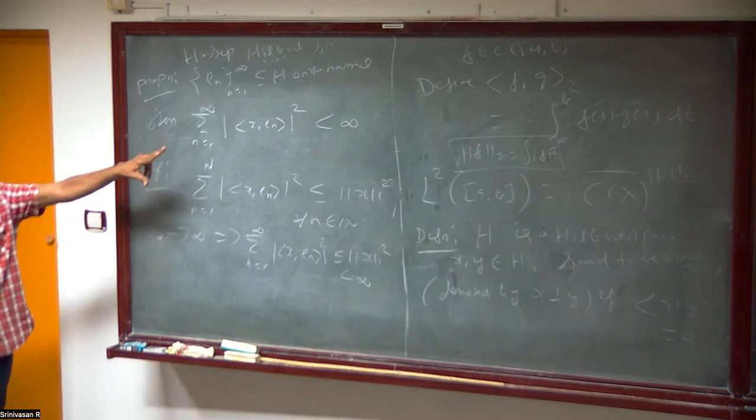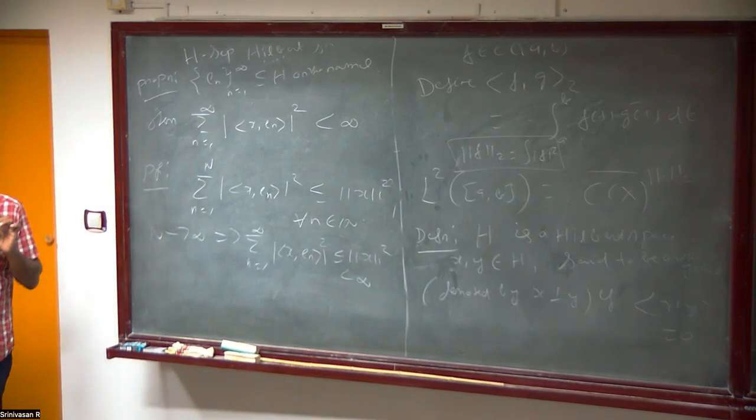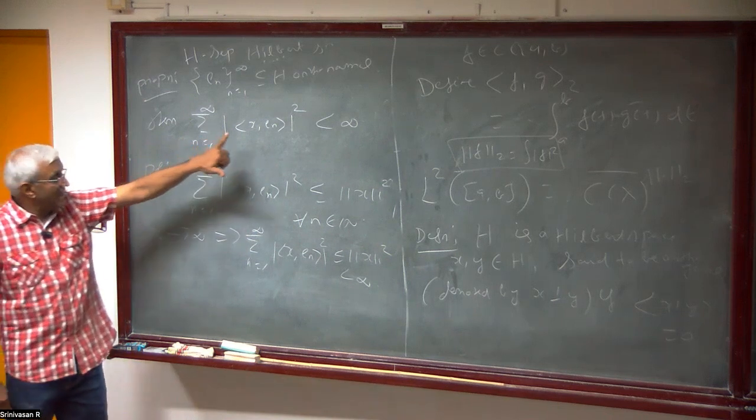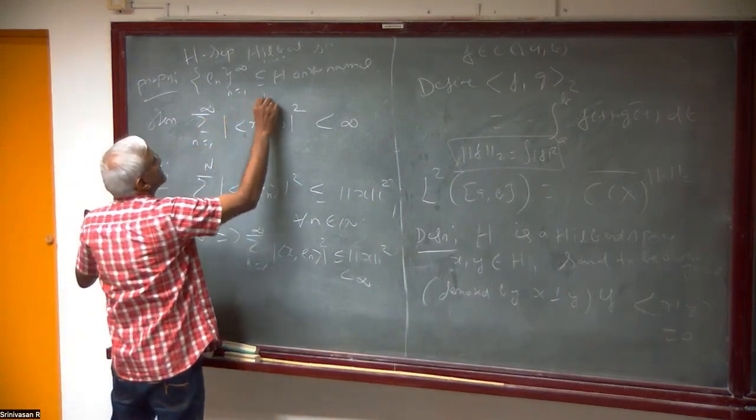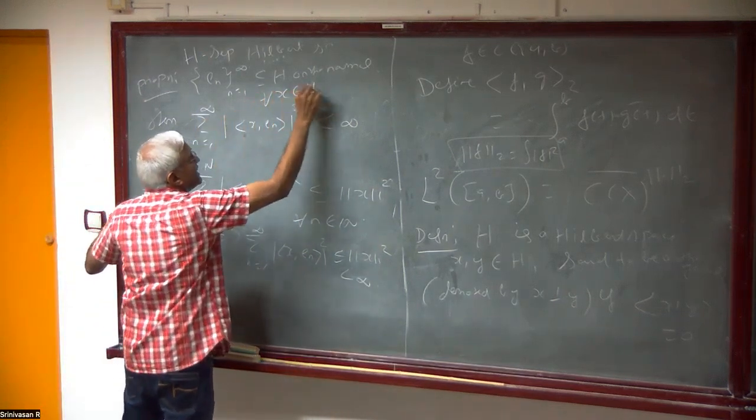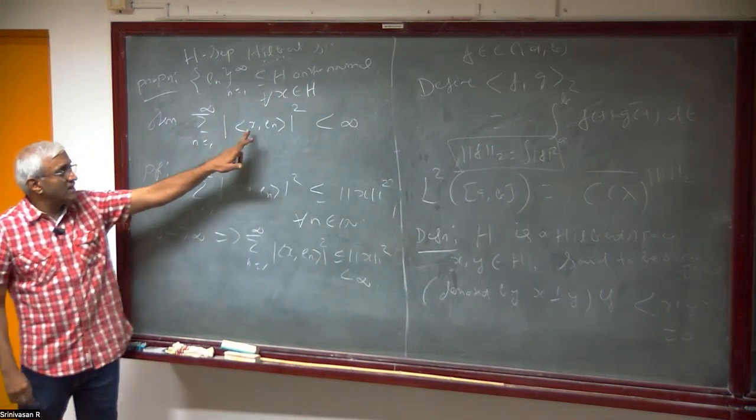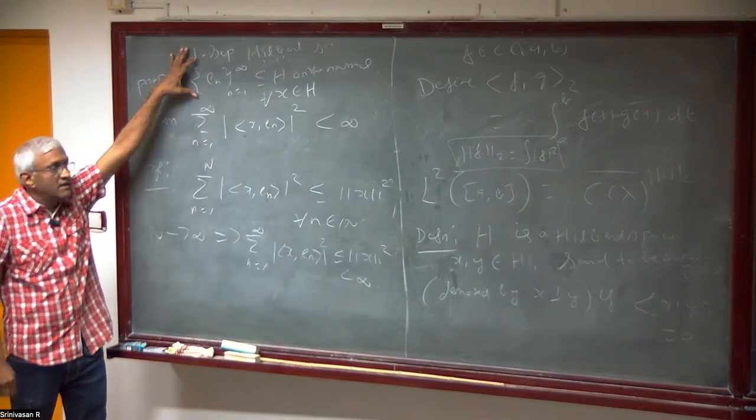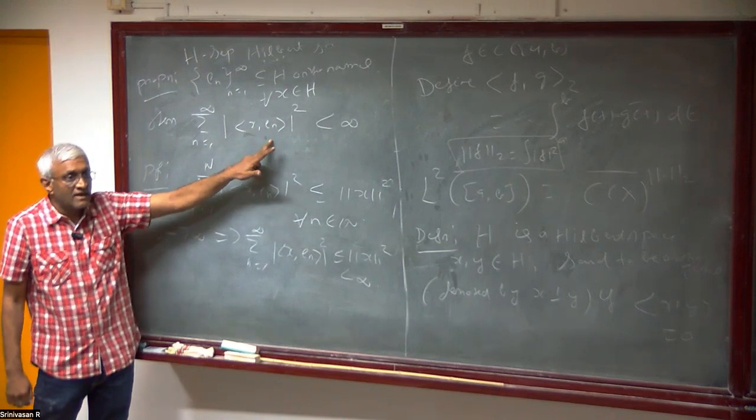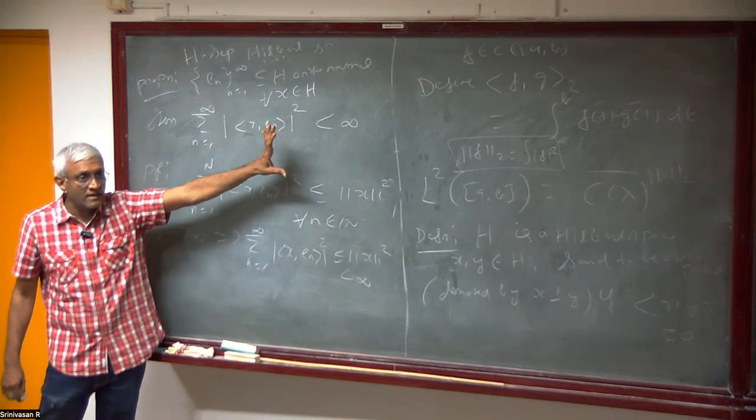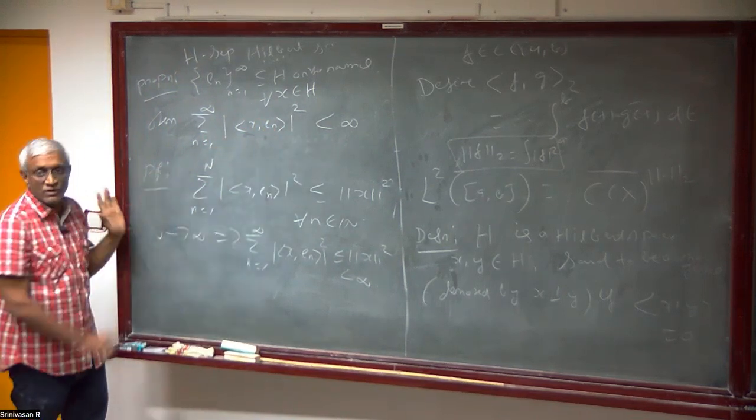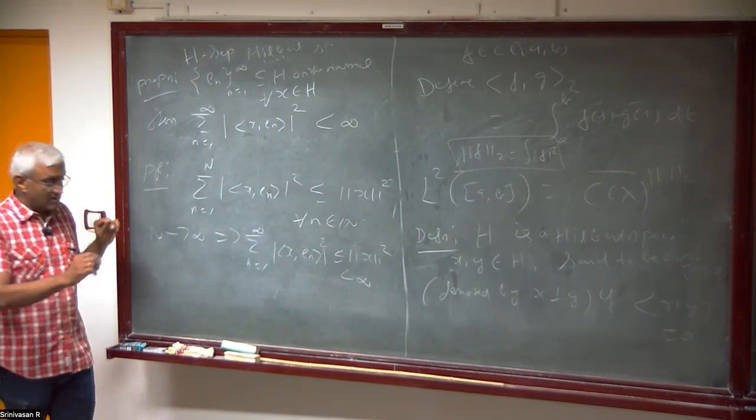So this is an absolutely convergent series. You take any element x in H, you take the inner product with an orthonormal set, you take the mod square, and then it's absolutely convergent. That is the statement.